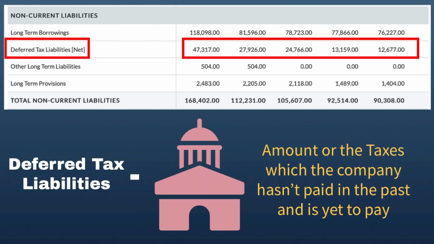Next in this section would be deferred tax liabilities. This is basically the amount of taxes which the company hasn't paid in the past and is yet to pay. This amount needs to be paid in the future. Next would be other long-term liabilities. This is nothing major as such. This would basically include debts which are due for more than 1 year.